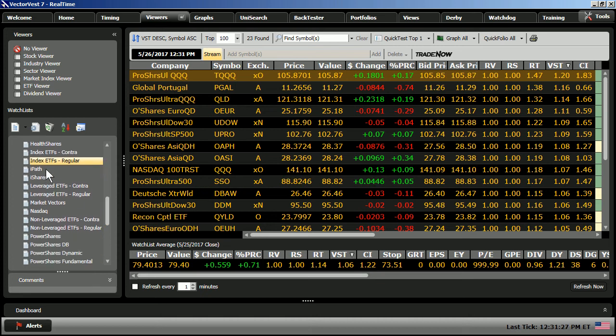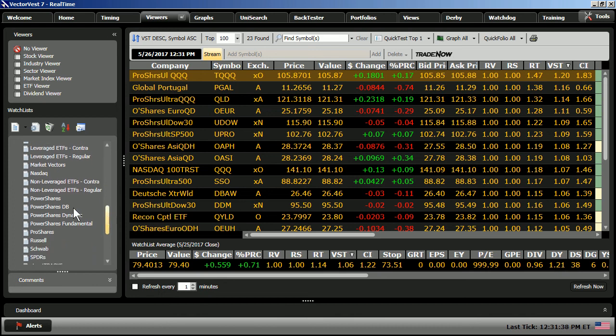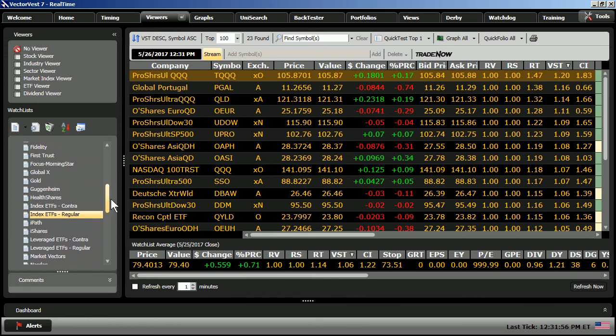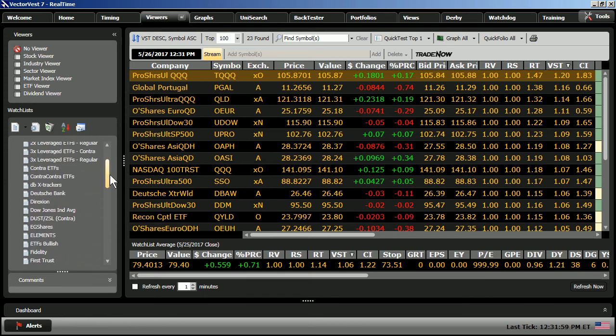Another company, iPath, iShares. Here's leveraged all together for the contras and regular, all in one folder here for you. Market Vectors, here's the NASDAQ. And then here's the non-leveraged ETFs for both regular and contra. Other companies, PowerShares, ProShares, the Russell, Schwab, the Spiders. You see them on TV all the time. Vanguard, WisdomTree. So we have a lot of segmenting going on in this watch list folder specifically designed for ETFs. So let's start off with triple leverage regular.